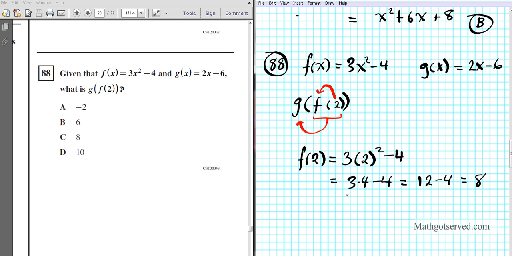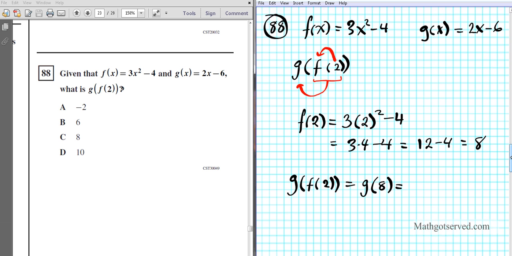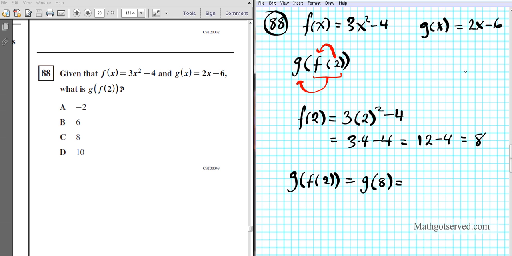Okay, so are we done? No, see this option here? That's a trap, okay? We still have to plug in our answer into g. So the question asked us to find g of f of 2. But guess what? f of 2 is 8, so now this problem becomes g of 8. Alright, so g of 8 is what you get when you plug in 8 into your function. So it's going to be 2 times 8 minus 6. 2 times 8 is what? 16. 16 minus 6 is 10. Final answer is D. Alright, so there you have it.